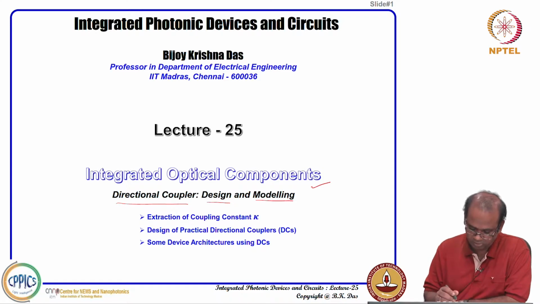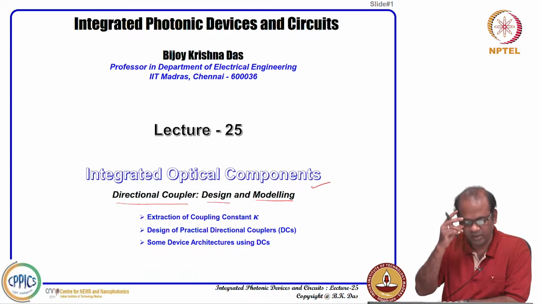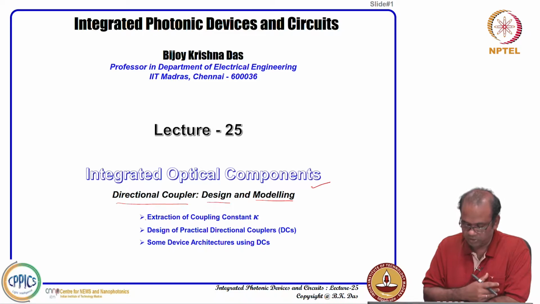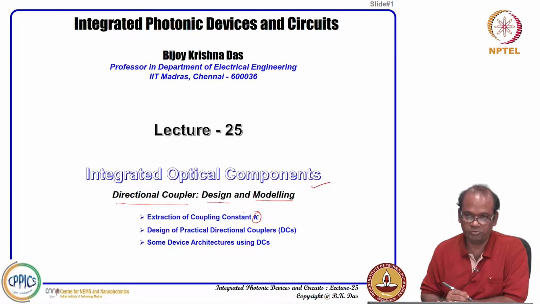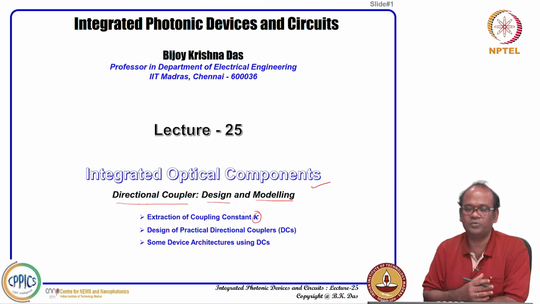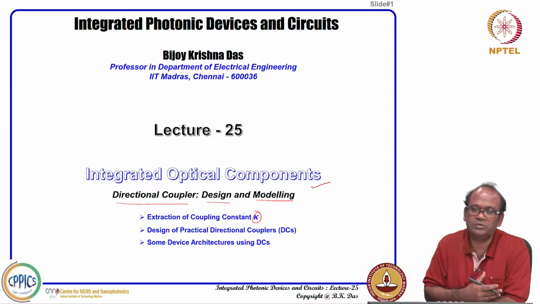First, we have derived the coupled differential equations for coupled waveguides, and we know how to solve them analytically with some approximation. We found that this kappa is the major factor we need to know for a coupled waveguide structure, so that we can use it in analytical solutions. So, we will discuss today how one can extract this coupling coefficient from some numerical calculations, so that you can use it in the analytical formula.